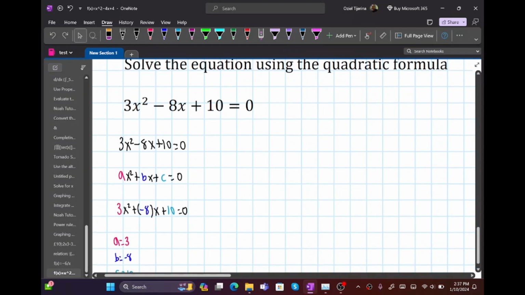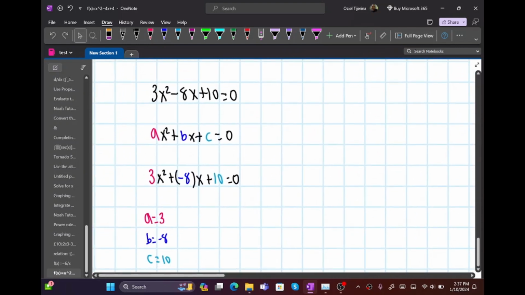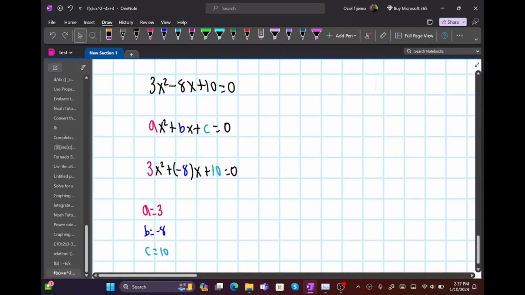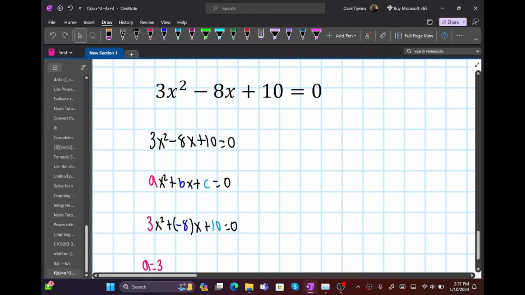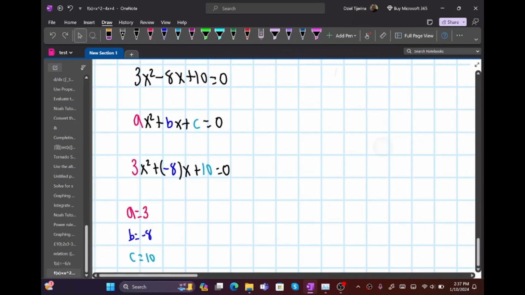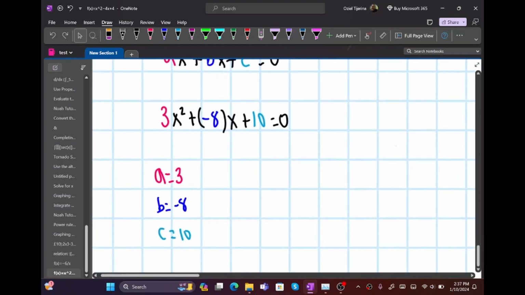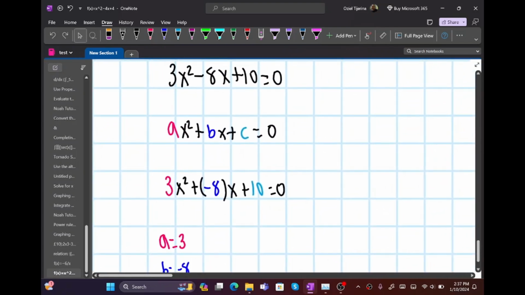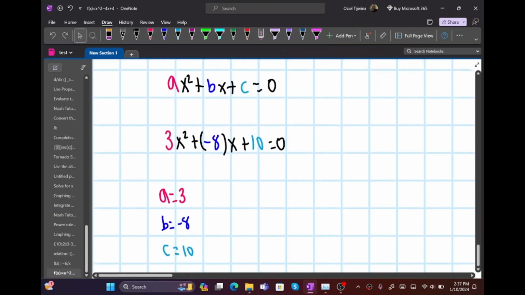Now, one of the things that I went ahead and did already is define your a, b, and c. Remember that this is of the form ax squared plus bx plus c. And so I went ahead and defined each part. I said a is 3, b is negative 8, c is equal to 10.